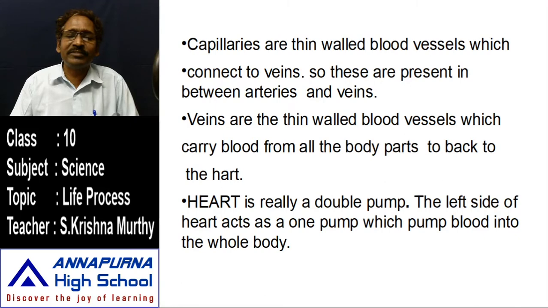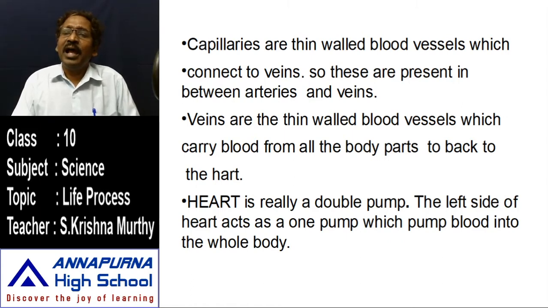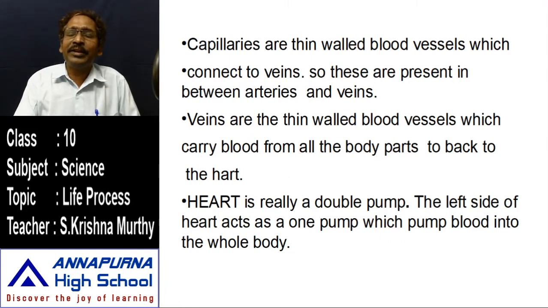So what happens here? Once the body parts are filled with oxygenated blood, and the oxygenated blood is used by all our body parts, immediately that oxygenated blood turns into deoxygenated blood. That deoxygenated blood is once again collected by veins. These veins are connected to the superior vena cava and inferior vena cava. Both the superior vena cava and inferior vena cava are attached to the right atrium.